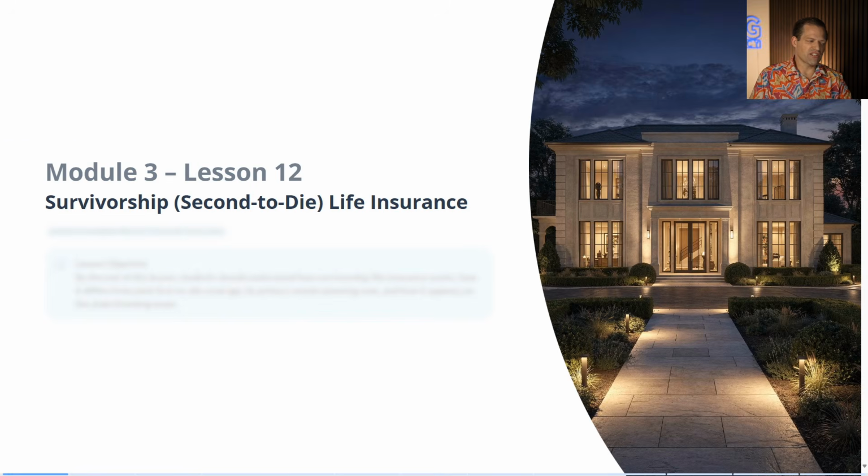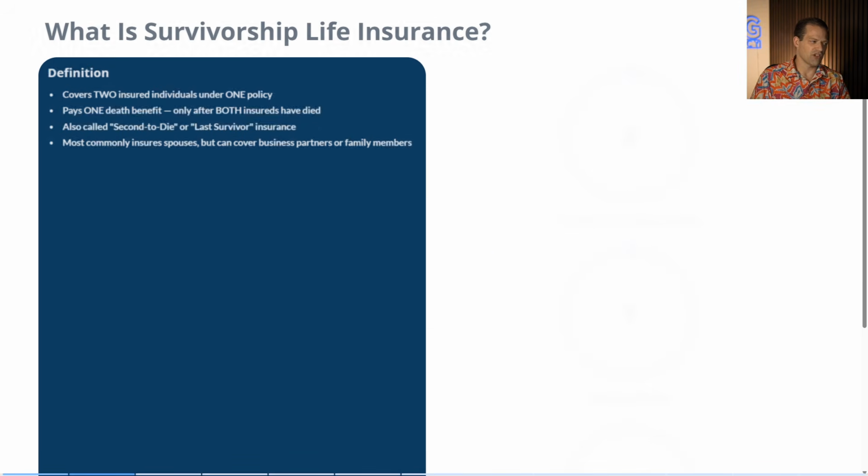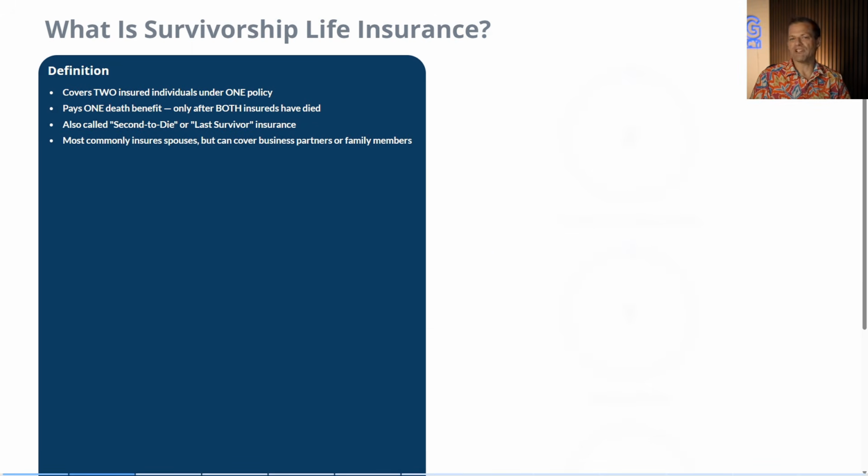In today's training, we're going to talk about survivorship life insurance, or what's known as second to die life insurance. This is very important because it has estate planning protection contingencies regarding two lives. The goal here is to understand how it works, how it differs from first to die coverage, its primary estate planning uses, and how it's going to appear on the state exam. It will show up.